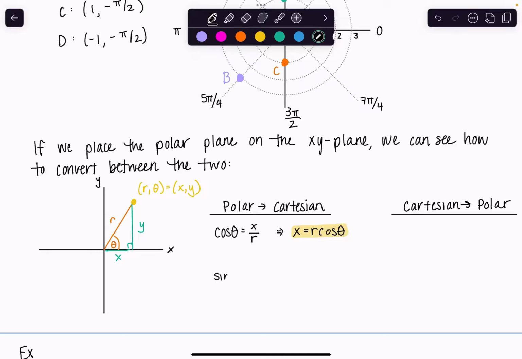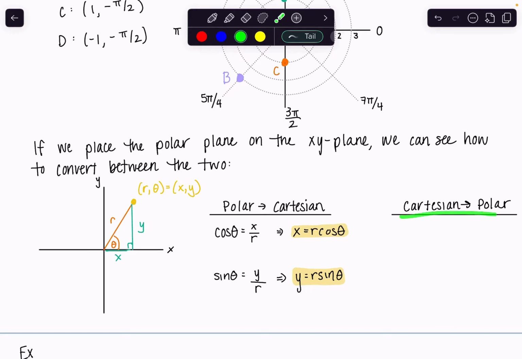And then likewise, the other corresponding one is if I look at sine of theta, it's opposite over hypotenuse. So that's y over r. And then just multiplying by r gives us y equals r sine of theta. Okay. So pretty straightforward, just plug in the values of r and theta.